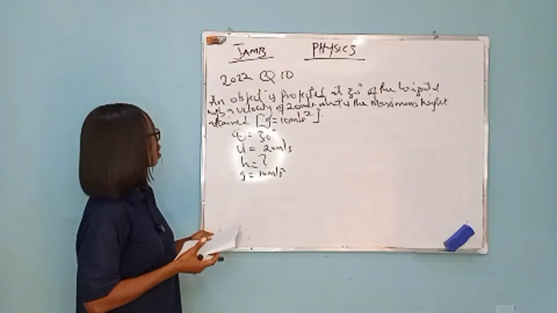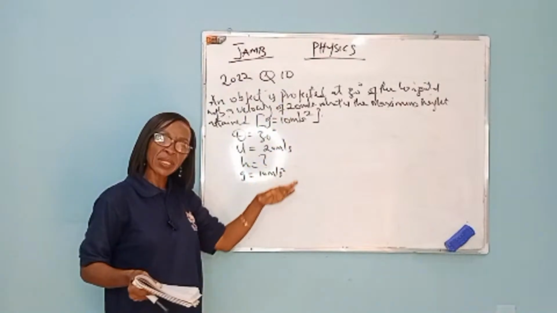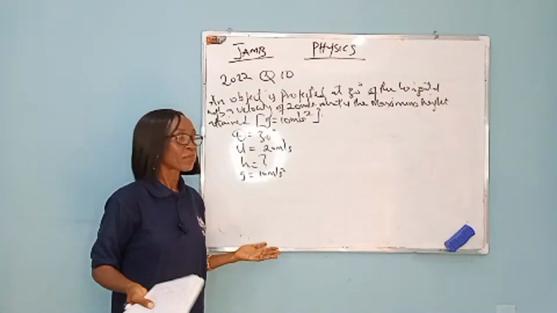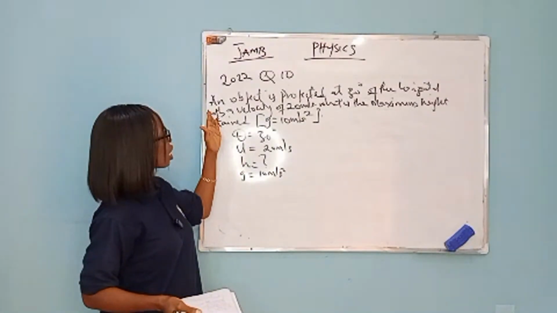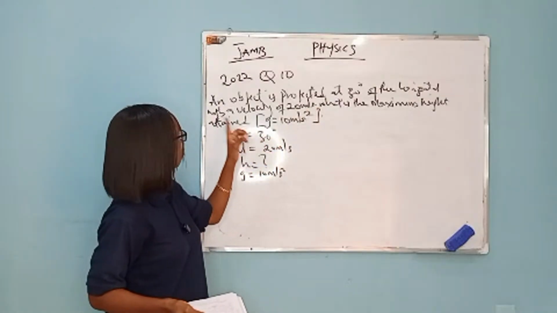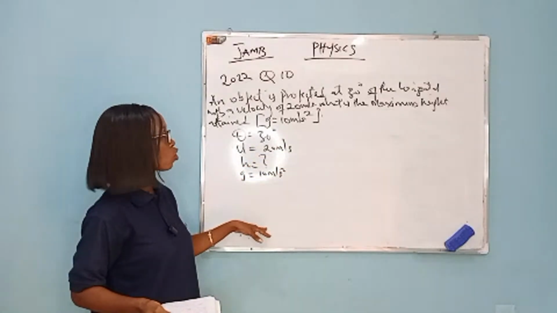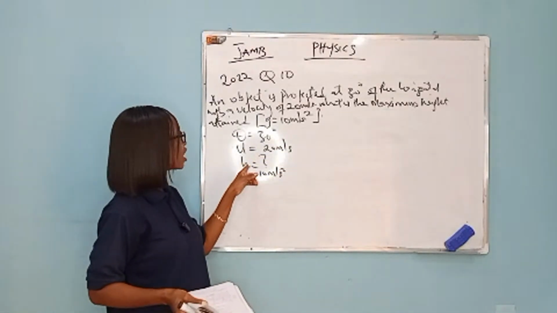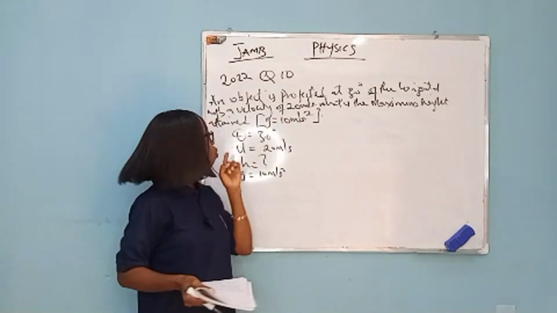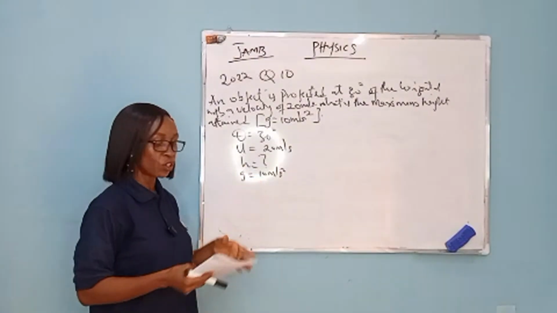The first thing you do is to write out your parameters. What am I given? What am I looking for? What formula will I now apply? It's from projectile. The projectile angle theta is 30 degrees with a velocity of 20 meters per second. I'm given g as 10 meters per second squared. But h, I'm asked to calculate: what is the maximum height attained? H is unknown.